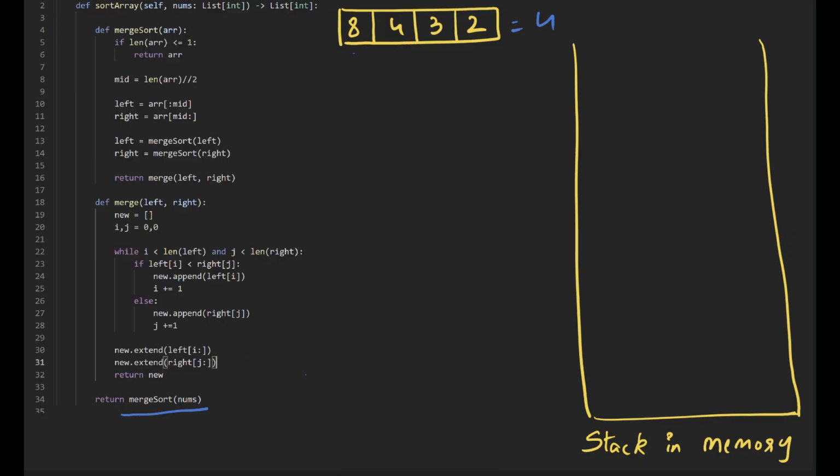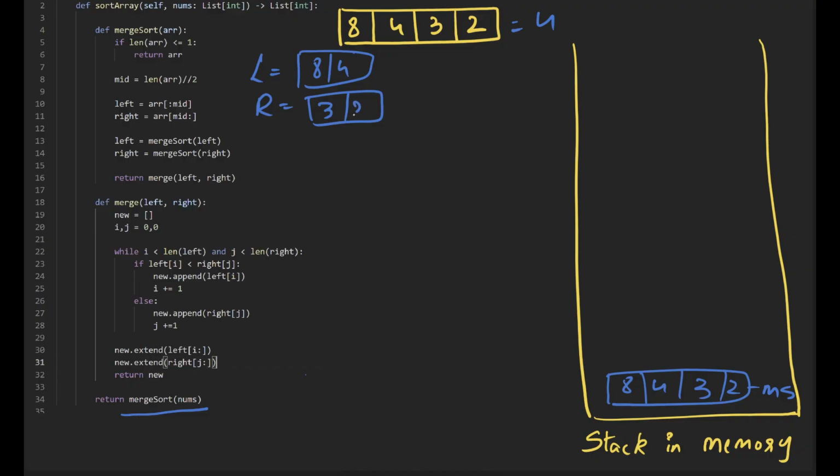Now for the first time when we call merge sort, we are calling a function and we will track it in our stack. So what is our input? Right now our input is 8 4 3 2, and the function that we are calling is merge sort. Here we have two functions, one is merge and one is merge sort. Here we entered line number 5. Since our length is not less than or equal to 1, we calculate the mid, and we calculate the left and right. In this case the left becomes 8 and 4, right becomes 3 and 2.